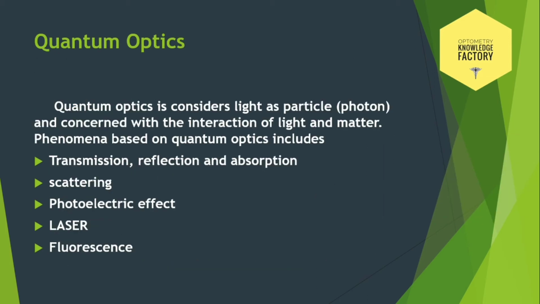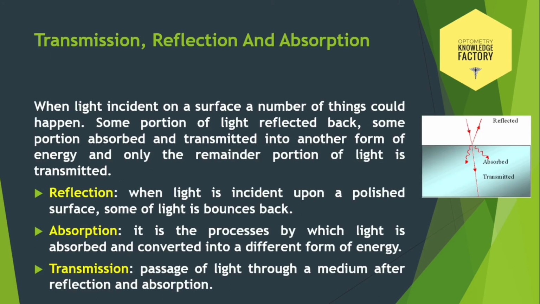Next, quantum optics. Quantum optics considers light as a particle and is concerned with the interaction of light and matter. Phenomena based on quantum optics include transmission, reflection and absorption, scattering, photoelectric effect, laser and fluorescence. Transmission, reflection and absorption. When light is incident on a surface, a number of things could happen. Some portion of light is reflected back, some portion is absorbed and converted into another form of energy, and only the remaining portion of light is transmitted.